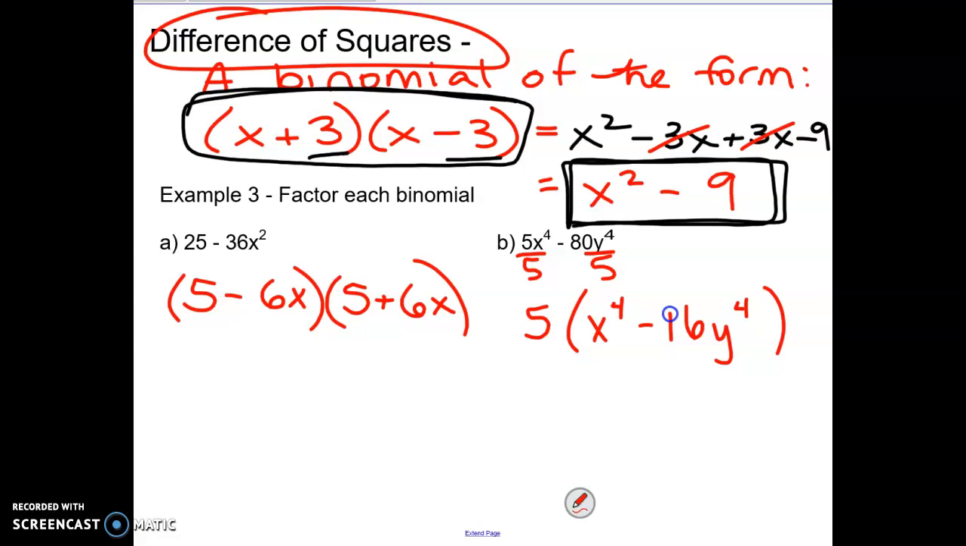X to the power of 4, can that be square rooted nicely? Yes, into x squared. How about 16? Can that be square rooted nicely? Yes, into 4. And how about y to the power of 4? Yes, into y squared. Okay, so I'm going to keep that 5 out front, and then I'm going to do the difference of squares because it's a subtracting sign between two perfect squares. So the square root of the front is going to go in the fronts. The square root of the back is going to go in the back. And then I have to put different signs.